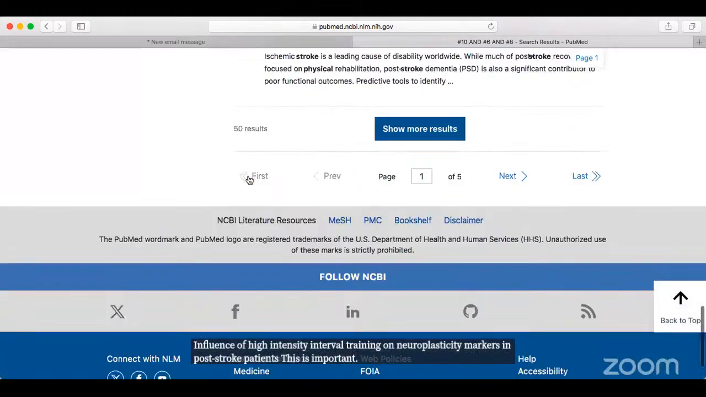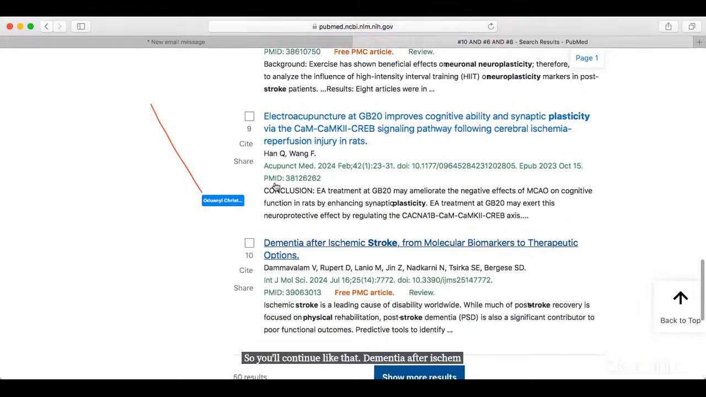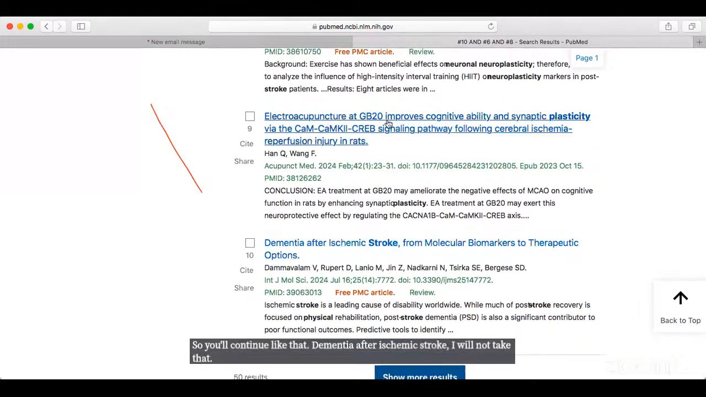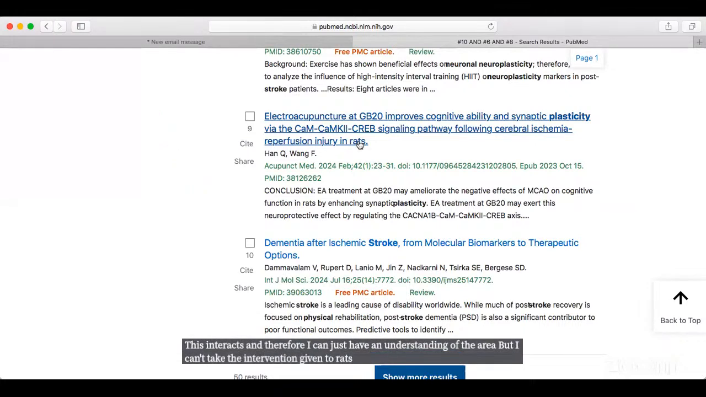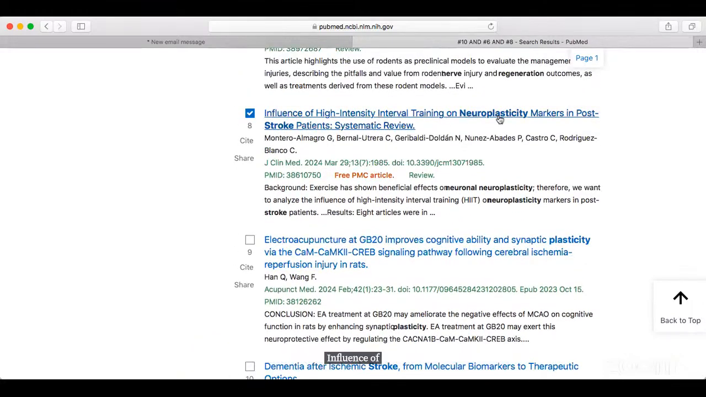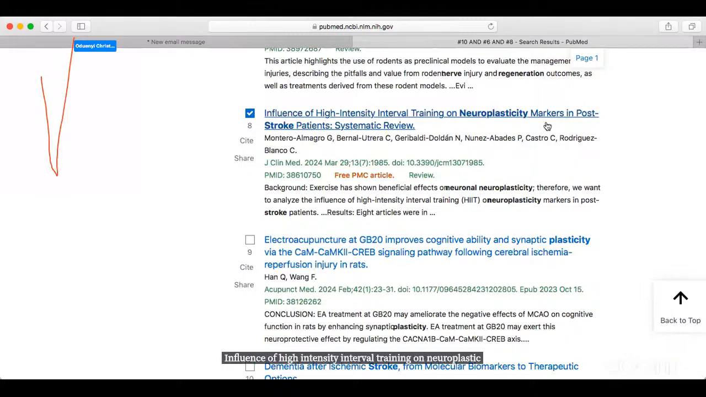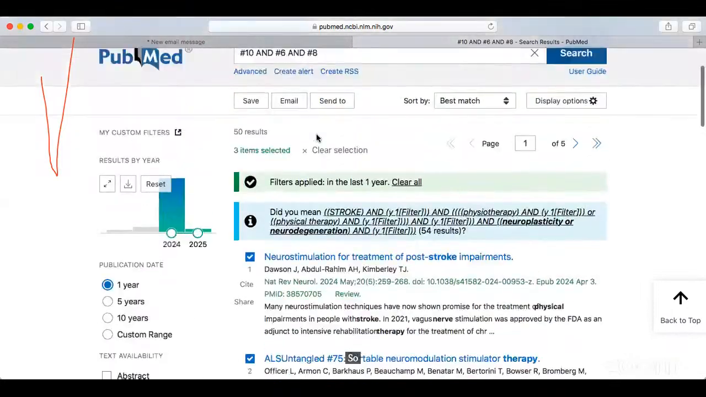So you'll continue like that. Dementia after ischemic stroke, I will not take that. Electroacupuncture following cerebral ischemia in rats. This is in rats. And therefore, I can just have an understanding of the area, but I can't take the intervention given to rats and go and apply to my patient. Therefore, I'm not going to include this. Influence of high-intensity interval training on neuroplasticity markers in post-stroke patients is a systematic review. I've already picked this. So let's go back and see how many we selected.